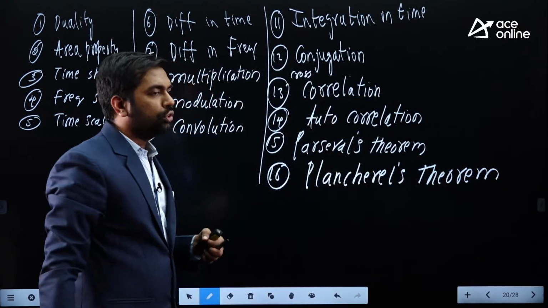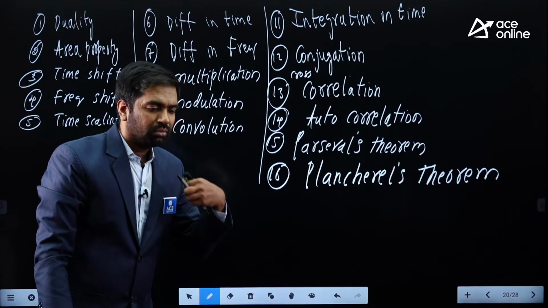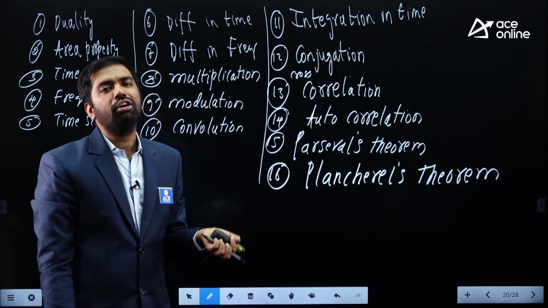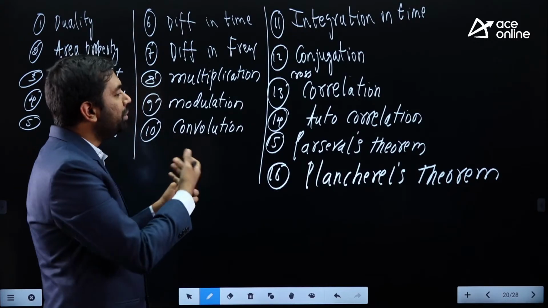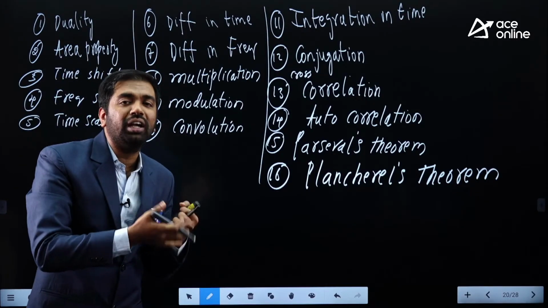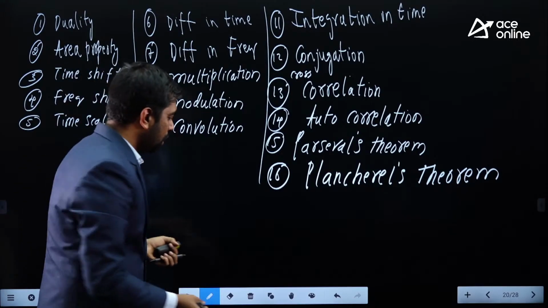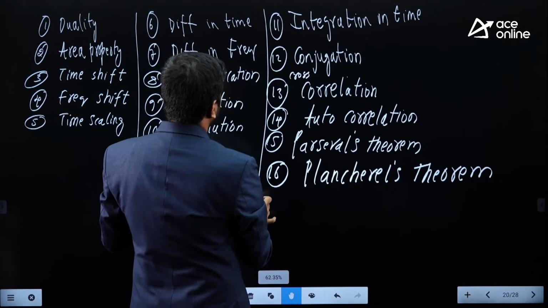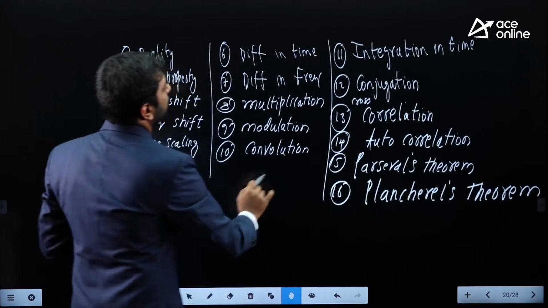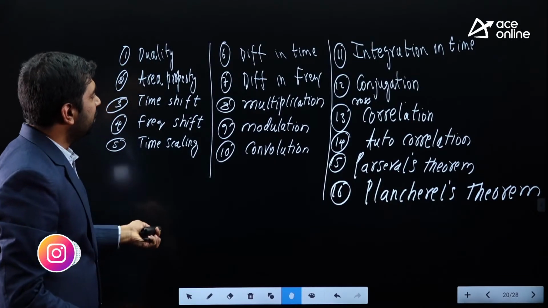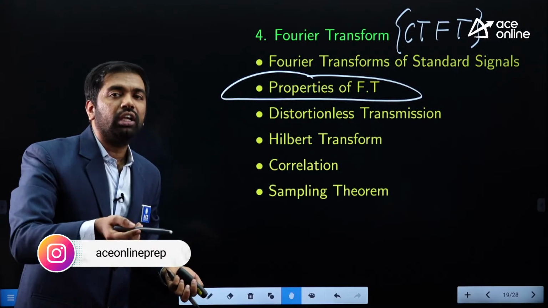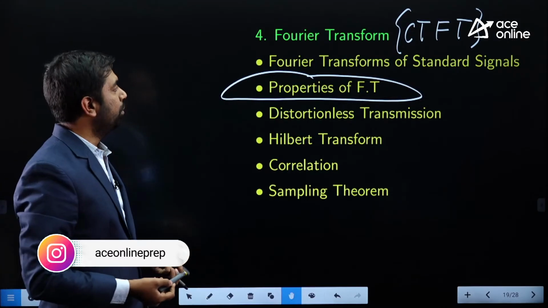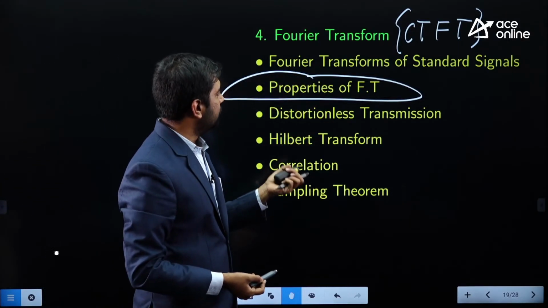Similar properties you will see in Laplace, next DTFT, Z transform and DFT. So you have to understand this. If you simply memorize this, it is of no use. You have to understand all these properties. So these are the properties that you have to cover from the Fourier transforms. So what's the first thing? You have to learn about the definition of Fourier transform. What's the condition for existence of Fourier transform? Fourier transform of standard signals.